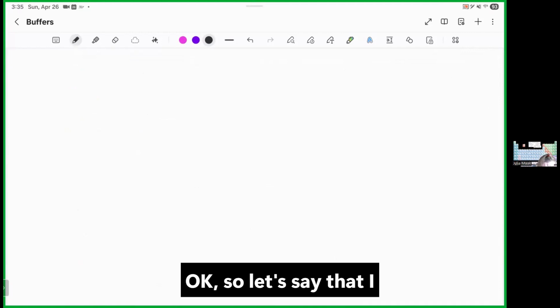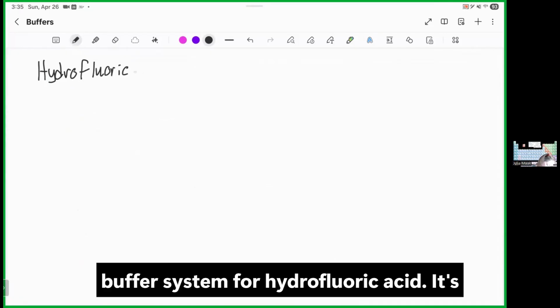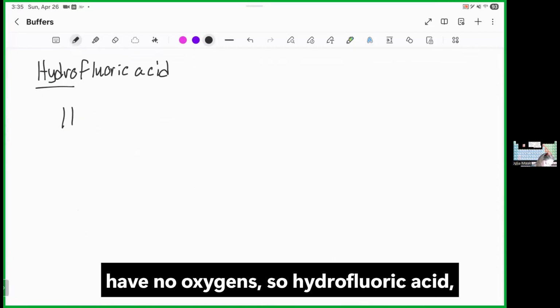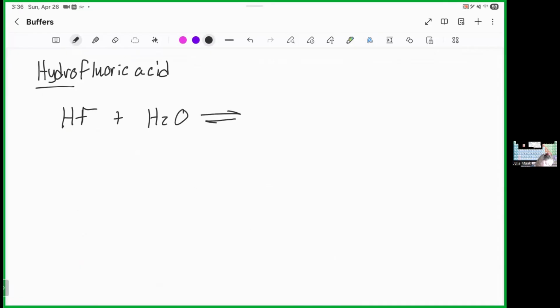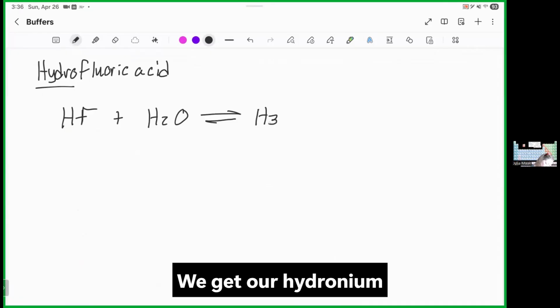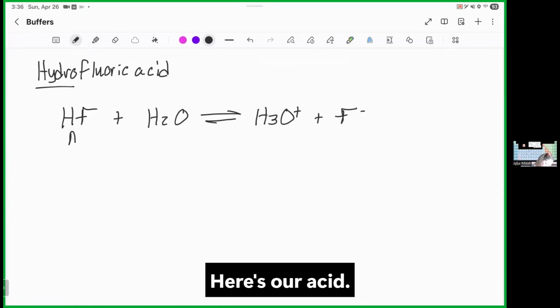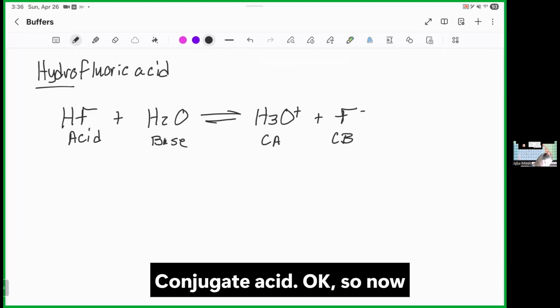Okay, so let's say that I want you to give me the buffer system for hydrofluoric acid. It's one of your weak acids. Hydro acids have no oxygens. So hydrofluoric acid, we put it into water. We get our hydronium ion and our fluoride ion. Here's our acid, conjugate base. Here's our base, conjugate acid.